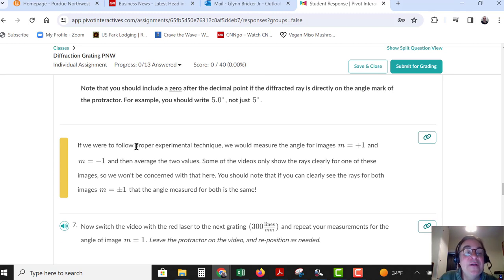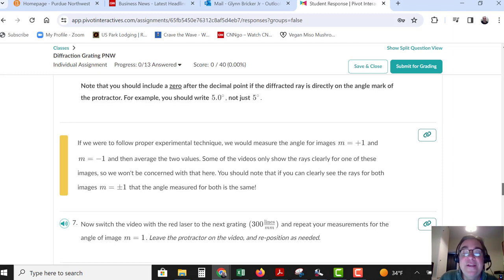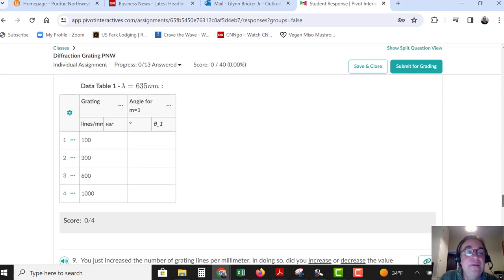And if you really wanted to follow proper experimental technique, you might measure the angle between the +1 and -1 ray, and then divide it by 2. But in some of the videos it's hard to see the -1 part. So we're just going to use one of them. Okay, so data table 1 is down here.